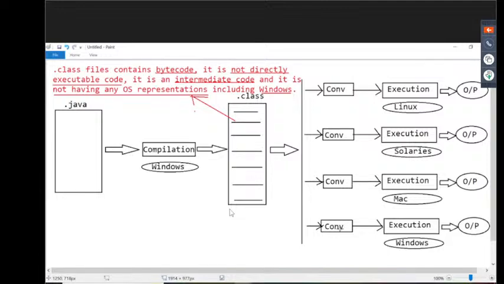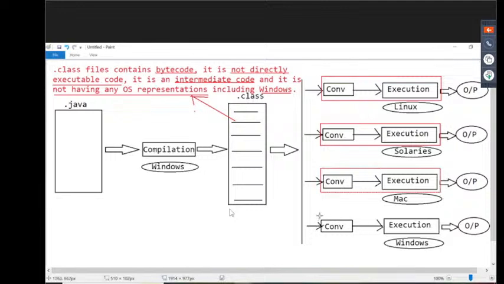Okay, but I have one more question. How are these converters provided by Sun Microsystems? Definitely, Sun Microsystems or Java must provide these converters. But how has Sun Microsystems provided these converters actually? If we come to this particular point, the answer is very clear. Sun Microsystems has provided these converters along with their execution process.